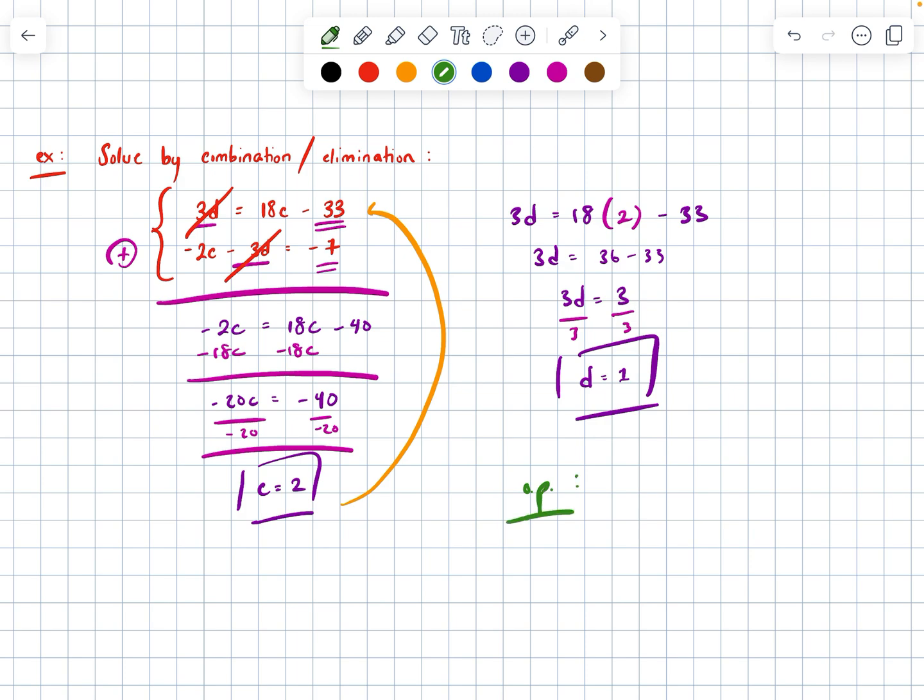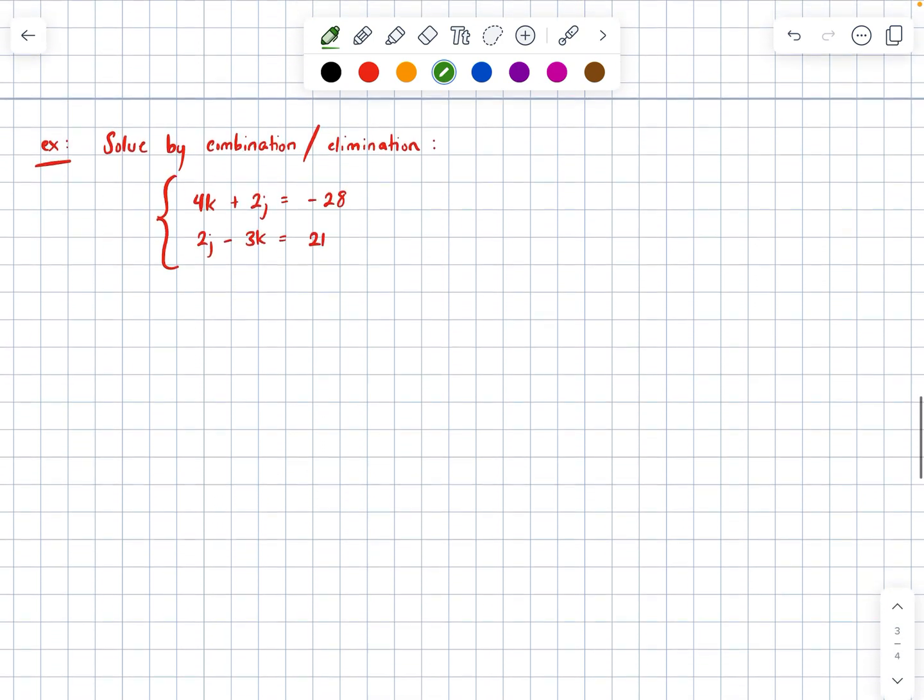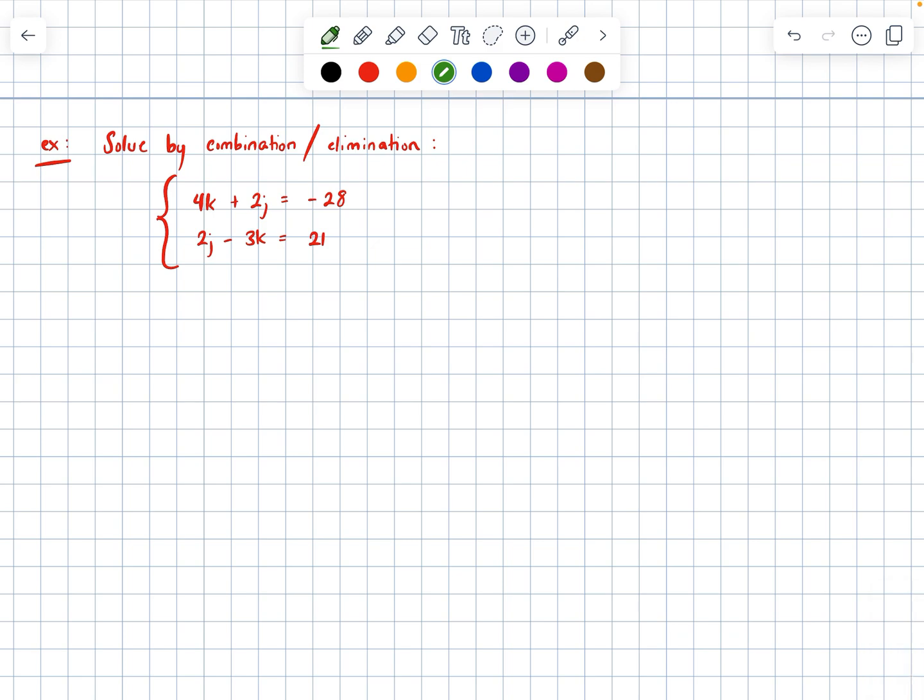As an ordered pair, how would I write this? Well, c comes before d in the alphabet, therefore 2 is going to come before 1 in our ordered pair notation. Fantastic! Let's do 2 more.